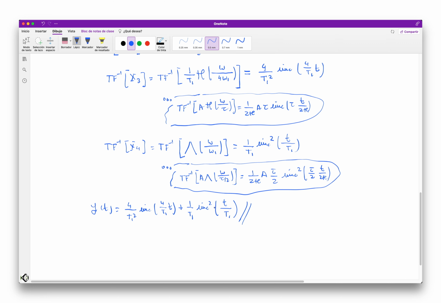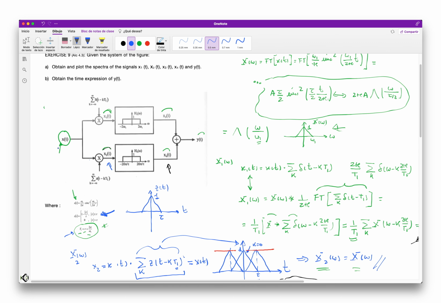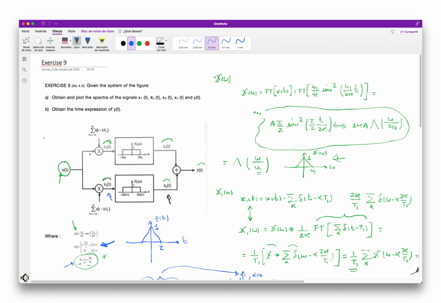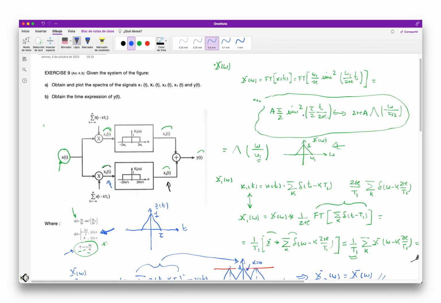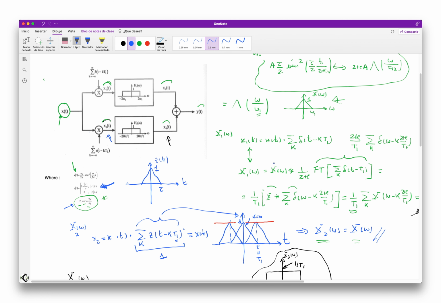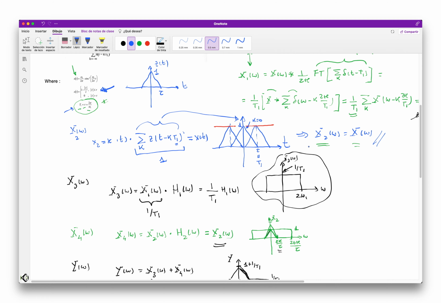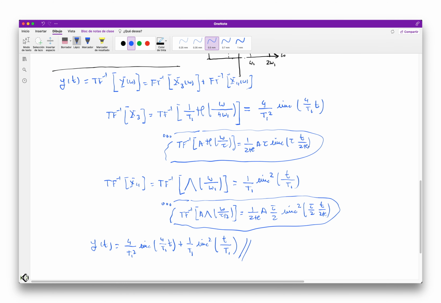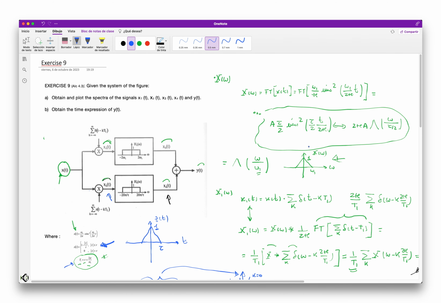Done. As you can see, it's not a difficult exercise, I think. It's just a matter of going step by step through each of the branches, applying what we already know from previous exercises, like transforming a train of deltas in time to a train of deltas in frequency, like the convolution with a train of deltas, and the Fourier transform between the triangle and the square, either in frequency or in time.